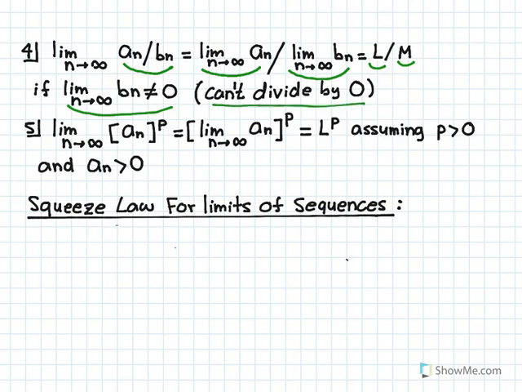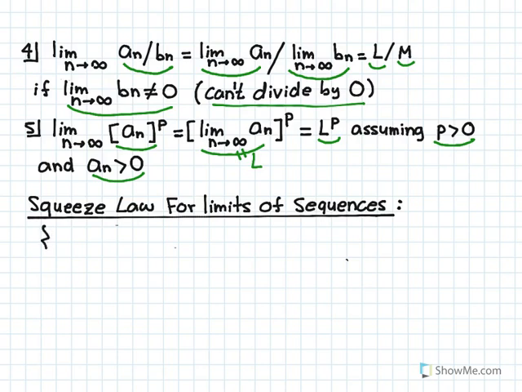All right, number 5. The limit as n goes to infinity of an to the power of p, bring the limit inside the brackets, is equal to the limit as n goes to infinity of an, to the power of p. But this limit is just L by assumption, so the result is L to the power of p. Assuming that the exponent p is positive, and also the terms of the sequence are positive, an is larger than 0.